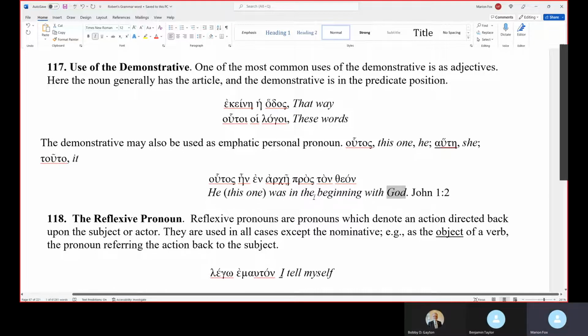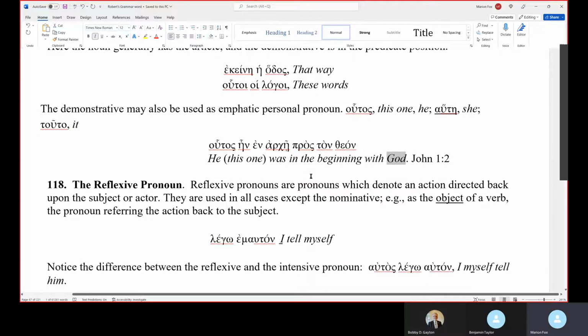Any question there? All right. That's right out of John 1:2. So we've actually translated a verse, or pretty much a verse. Okay.